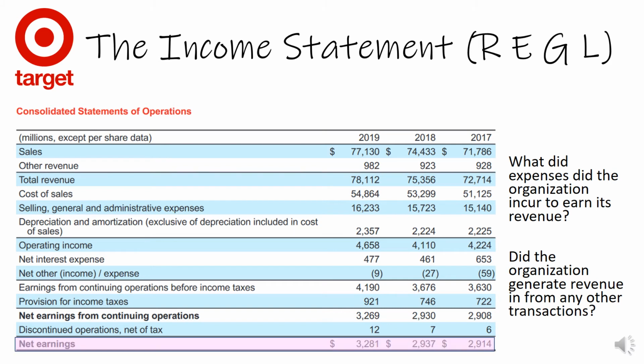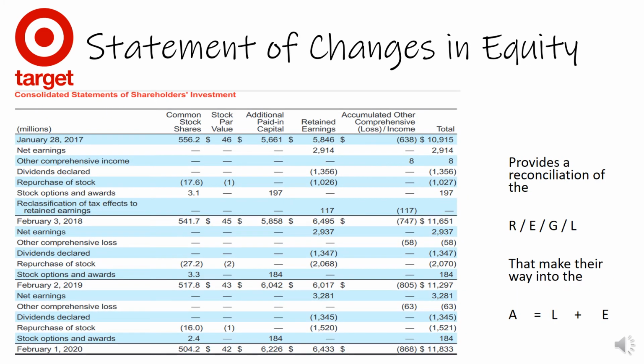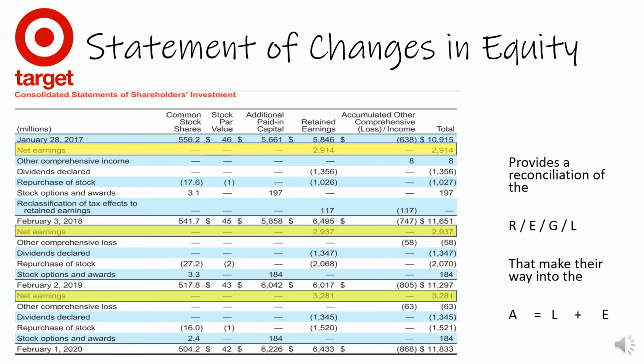The net earnings from the income statement flow into the statement of changes in equity, which we can see for years 2017, 2018, and 2019, in the yellow highlighted rows there. The statement of changes in equity provides a reconciliation of the income statement accounts highlighted here that eventually make their way into the balance sheet, reflected by the fundamental accounting equation.